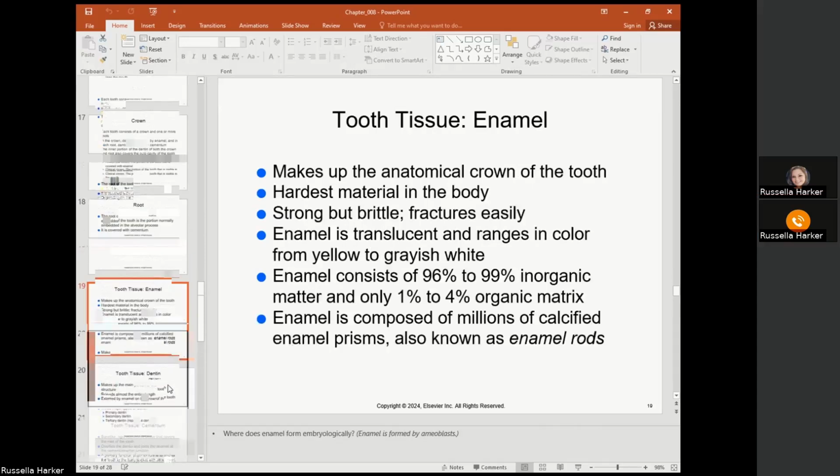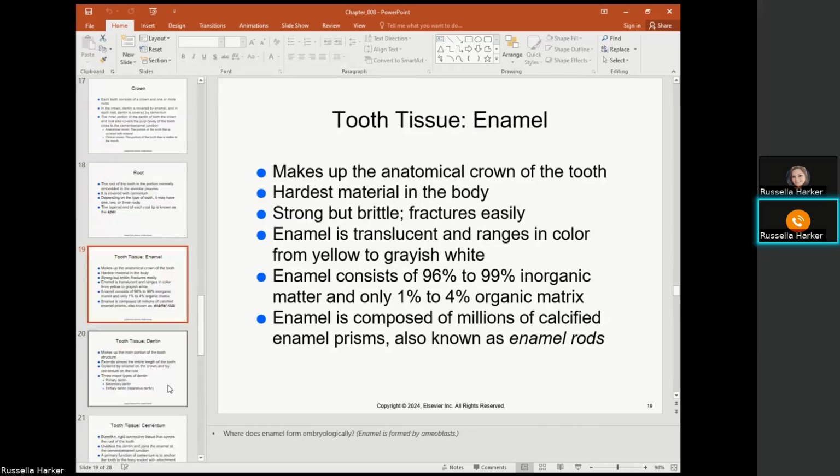For tooth tissue, enamel makes up the anatomical crown of the tooth. Like I said, it's the hardest material in the body. It's very strong but brittle and can fracture easily. So this has some other stats about enamel on this slide.